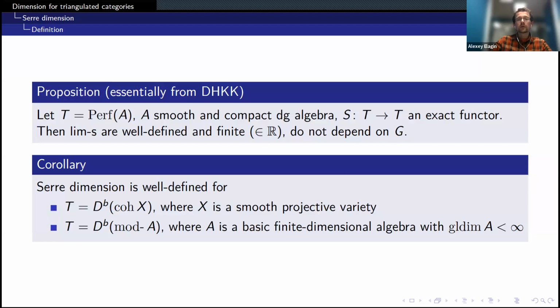And also from this, it follows that for triangulated categories that we like, that come from geometry and from algebra, Serre dimension is well defined. But for the algebraic case, we would like to assume that the algebra has finite global dimension. It is not necessary, but this is sufficient for the Serre functor to exist.